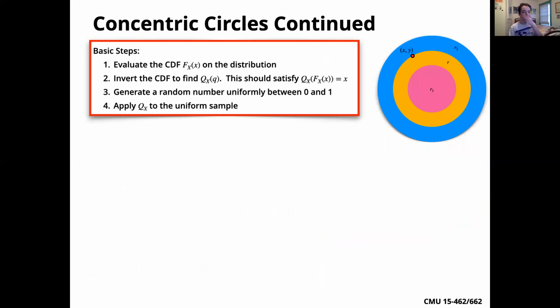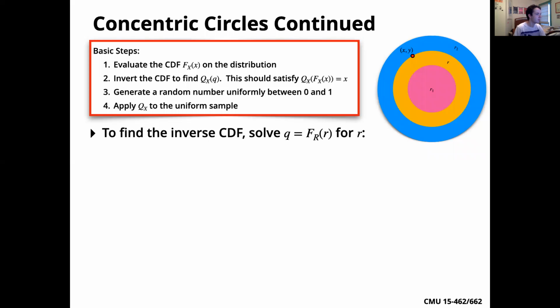Okay, so moving on. We have our CDF, the ratio of the areas. The next step is to invert this guy, and then we can generate a random number and we're done. So we've done the hard part, the part that requires lots of intuition and thinking.